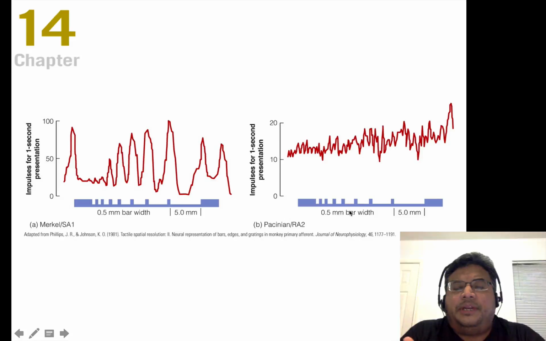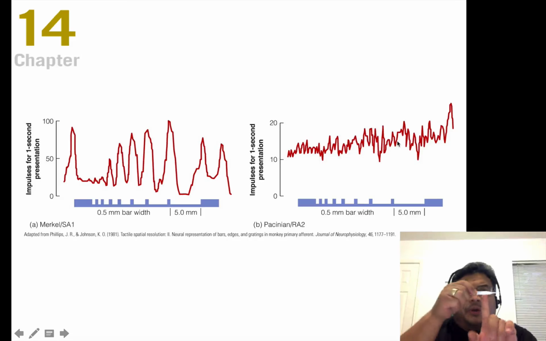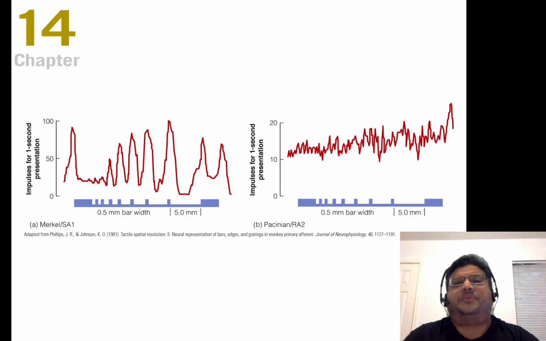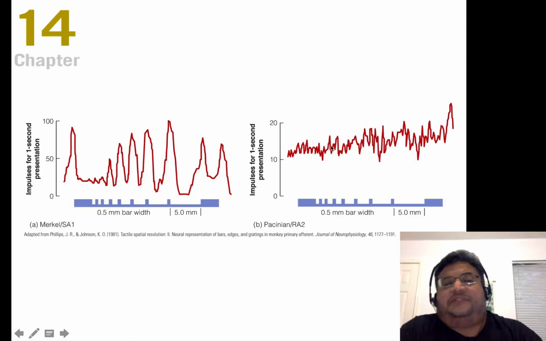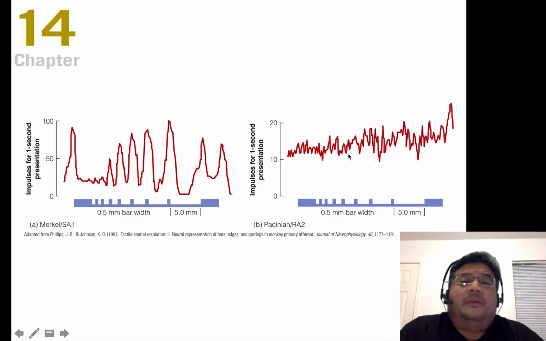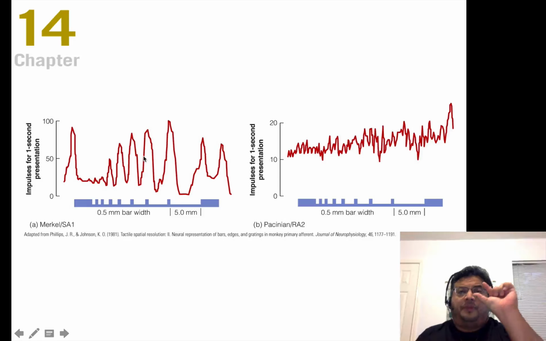But the pacinian corpuscle, if you remember, detects vibrations. It is not sensitive to touch. It's sensitive to vibration. And you'll notice no matter how wide the bars are spaced apart, when you're feeling that little bar pressing on your finger, basically this thing just fires. It says there's something there, but I don't know how far apart they are, as opposed to here where it's firing stronger and stronger the further apart the bars are.